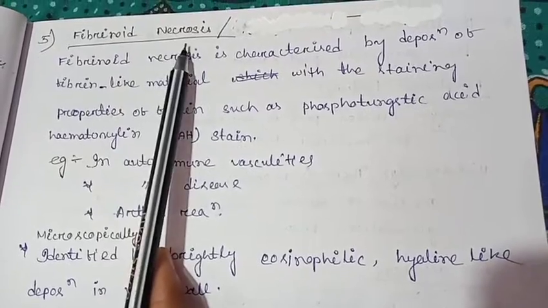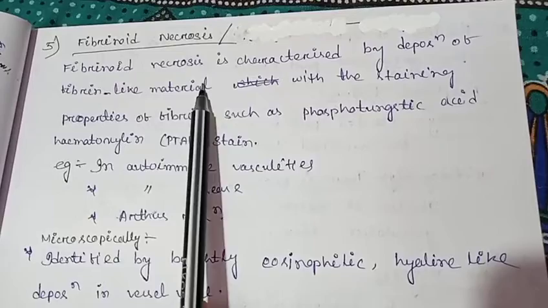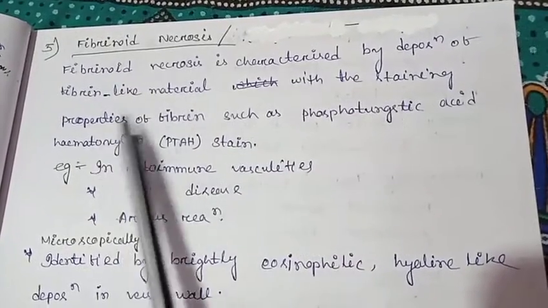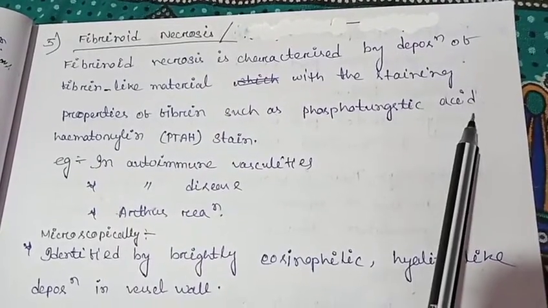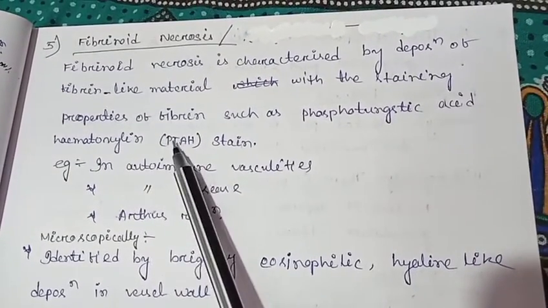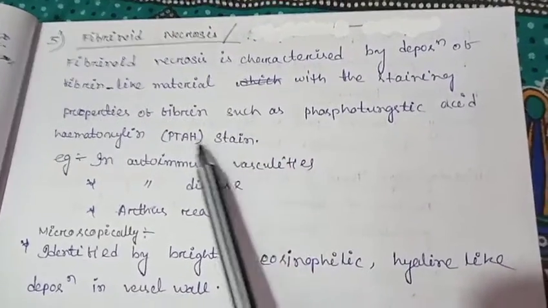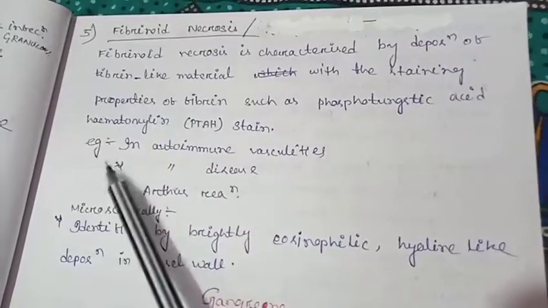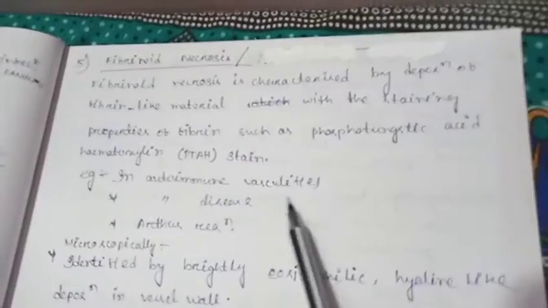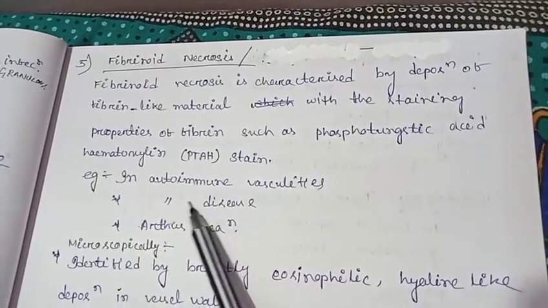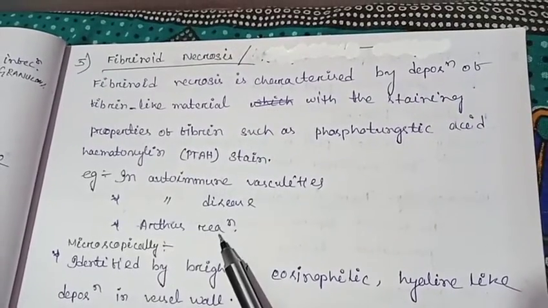Then fibrinoid necrosis. Fibrinoid necrosis is characterized by the deposition of fibrin-like material with staining properties like fibrin. That's why it is known as fibrinoid necrosis, for example with the phosphotungstic acid hematoxylin, that is the PTAH stain. An example of fibrinoid necrosis is in autoimmune vasculitis. Vasculitis means inflammation in blood vessels. So it occurs in blood vessels, in autoimmune diseases, and also in the Arthus reaction.